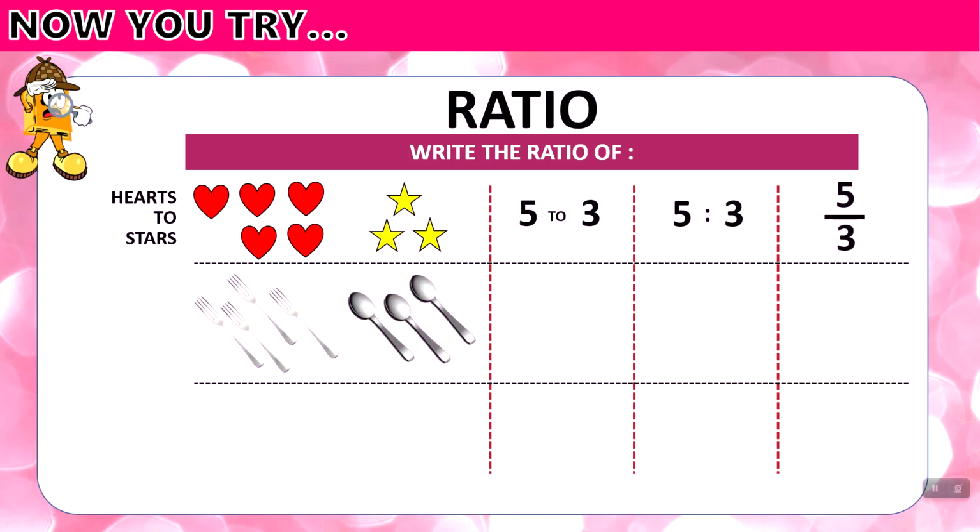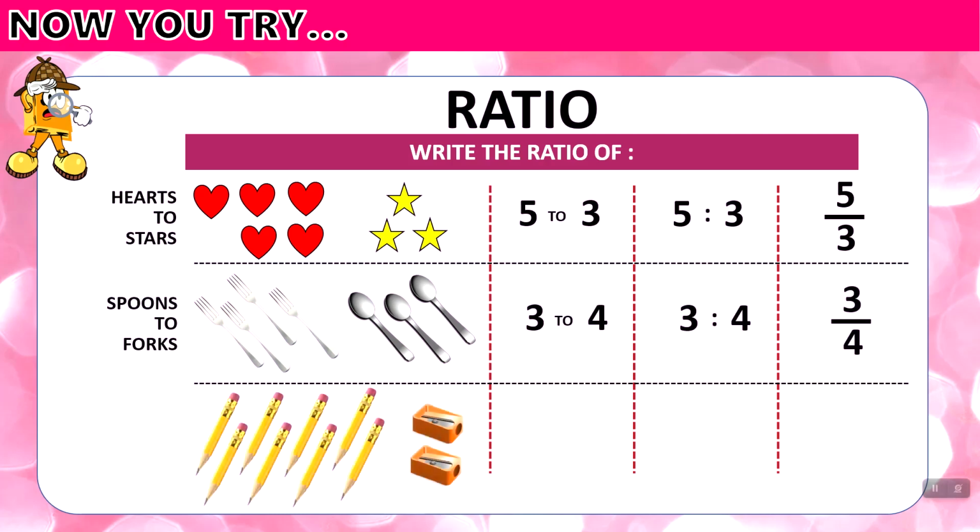The next one, here are some forks and spoons. And if we wanted to write the ratio of spoons to forks, even though the forks are pictured first, we want the ratio of spoons to forks. So we have to count the spoons first, and we see that there are 3. And there are 4 forks, so the ratio is 3 to 4. We write it with a colon, 3 to 4. And then as a fraction, 3 over 4.